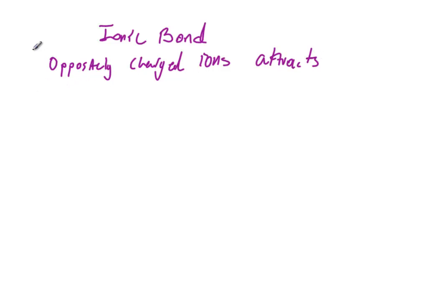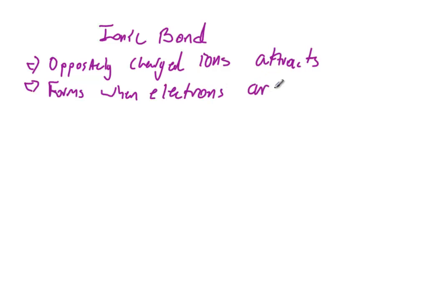In fact, what we say is an ionic bond forms because an electron is transferred from one atom to another. So this forms when electrons are transferred. Our job is to predict how many electrons are going to be transferred between how many atoms, and from that we can come up with a formula. So I'm going to say ionic bonds and formulas. This is not too difficult.